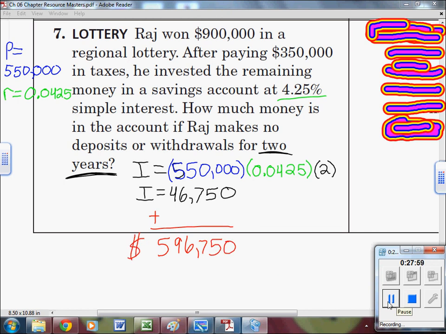$596,750. So his grand total that he has as of right now in that account, with no money being taken in or out, is $596,750. There we go. That's how much money his account has in it right now, and that's for doing nothing.